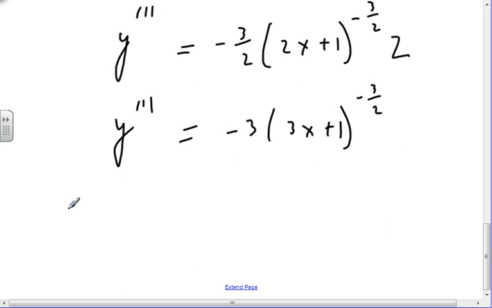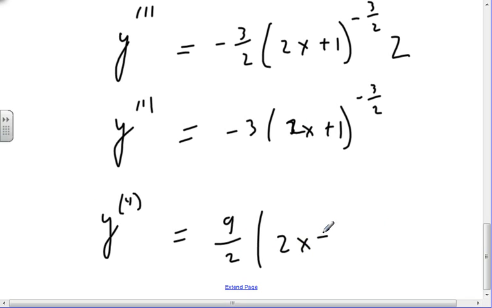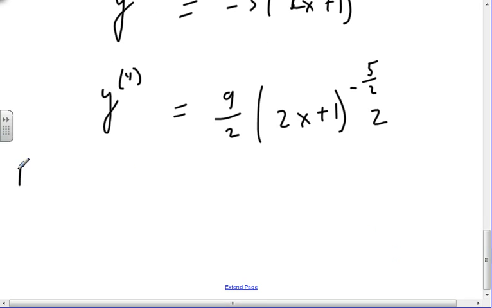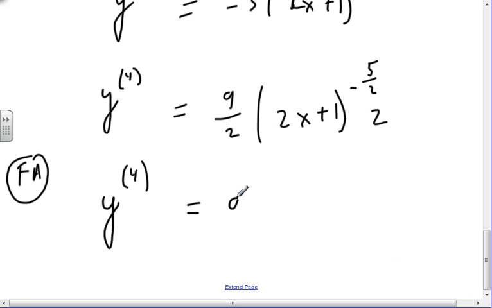The fourth derivative, which is what I'm looking for, is 9/2 (2x + 1)^(-5/2) times 2. Final answer: y'''' = 9(2x + 1)^(-5/2). Right.